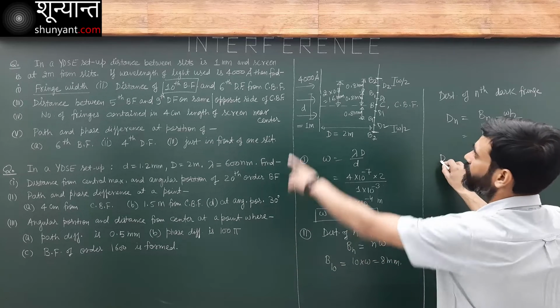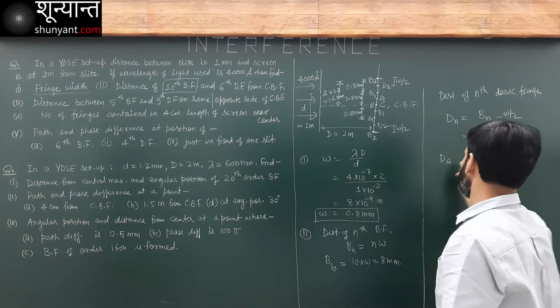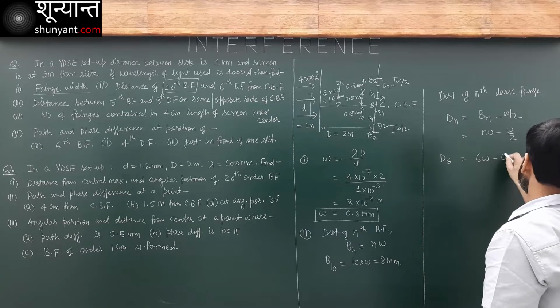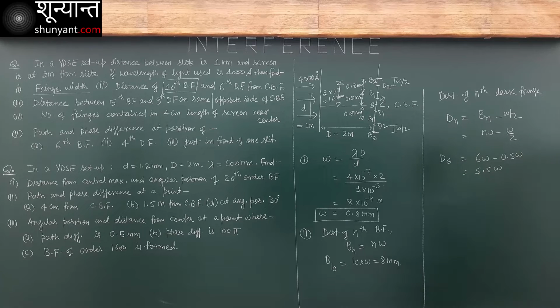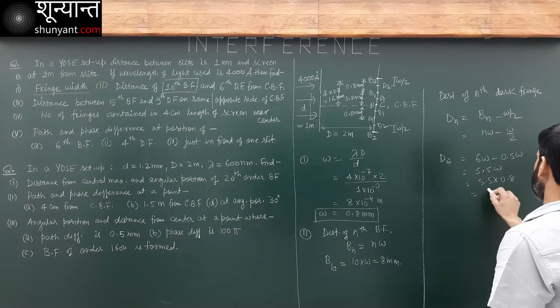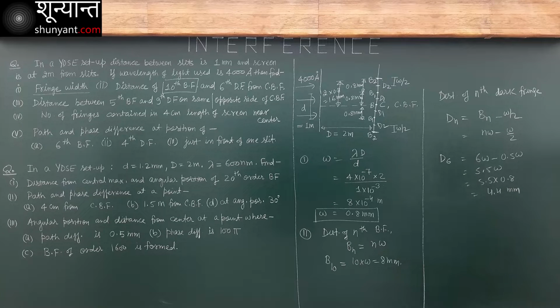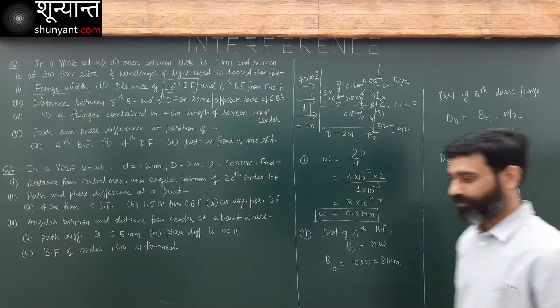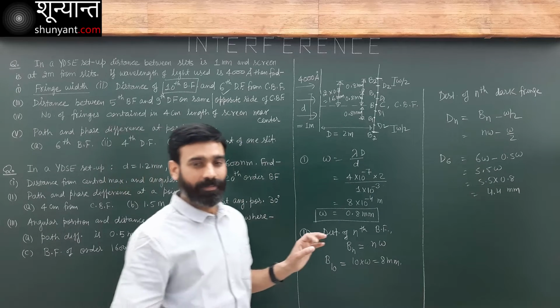Now D6. I have to find the sixth dark fringe from the central bright fringe. It will be equal to 6 omega minus 0.5 omega, so this is 5.5 omega. So this is 5.5 into 0.8. This becomes 4.4 millimeter. You got this.